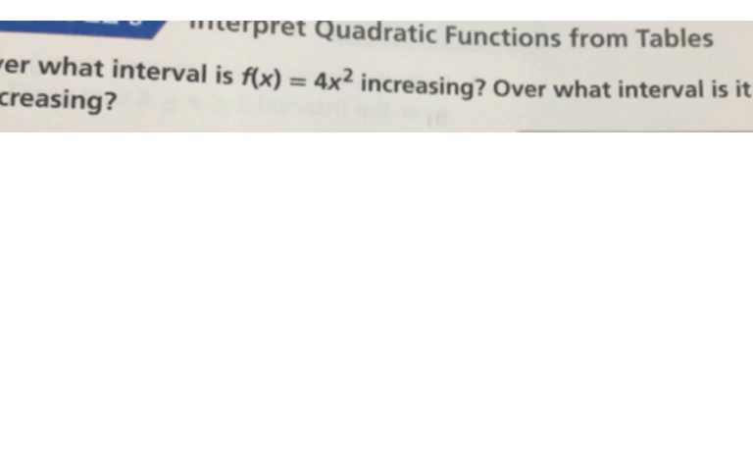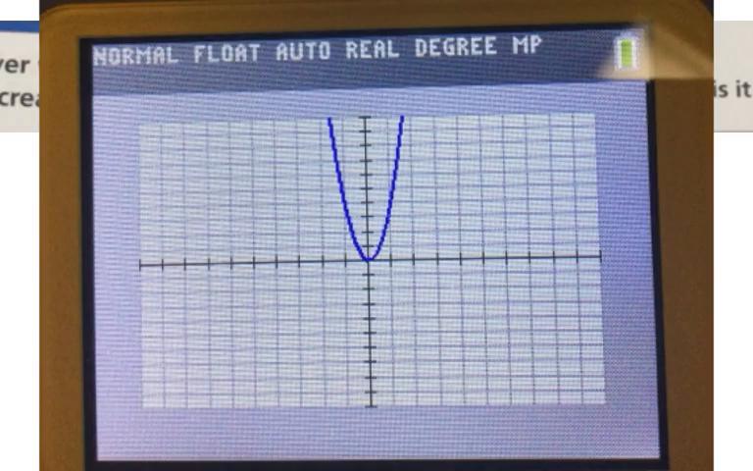So, we want to know over what interval is f of x equals 4x squared increasing. So, in our graphing calculator, I want us to go to y equals, clear everything out, and only put in 4x squared. This is what you should have.